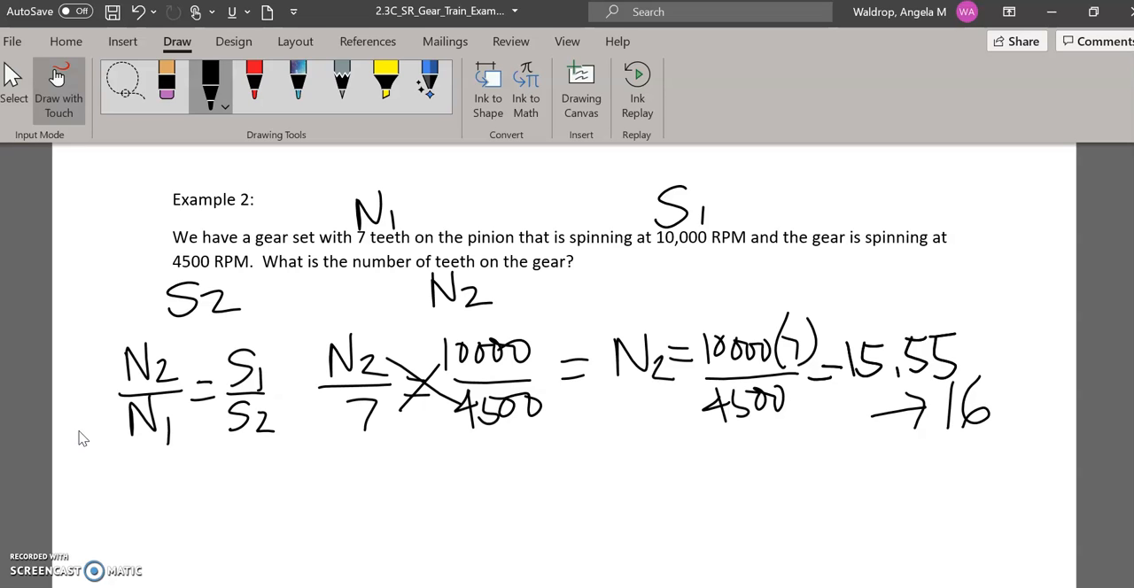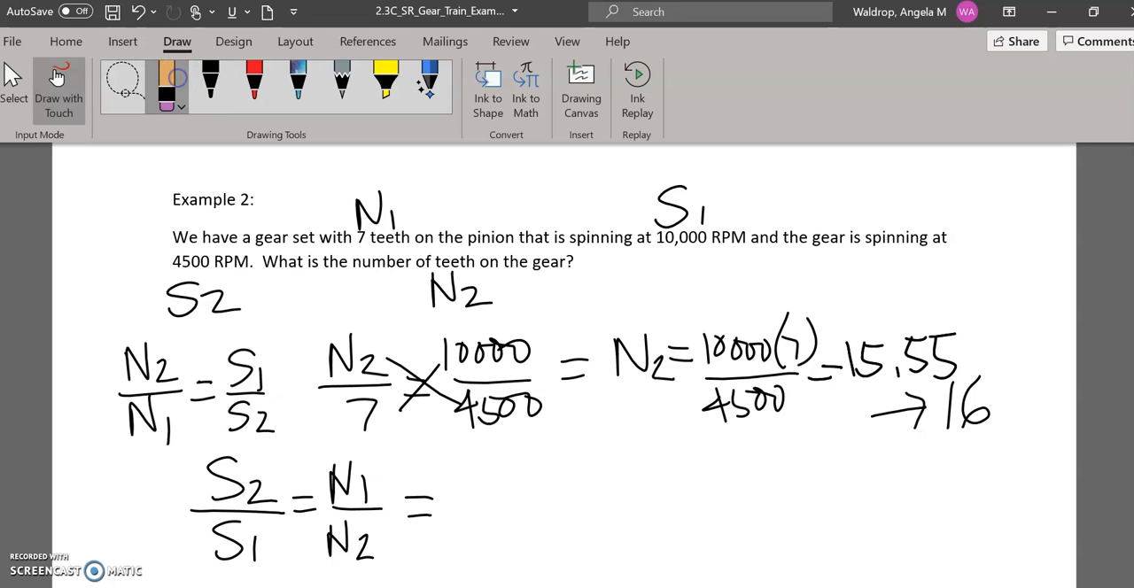So I'm going to have to redo another calculation here. I'm going to find S2, because S2 is no longer going to be 4,500, since I rounded the teeth. So I have to redo this calculation here, again using my relationship.